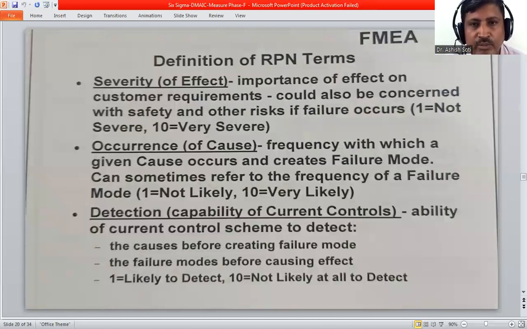Severity is the importance or the effect on the customer requirement. Again, you can have a rating from 1 to 10. Occurrence, how frequently that kind of failure is occurring. So again you can have a scale of 1 to 10.